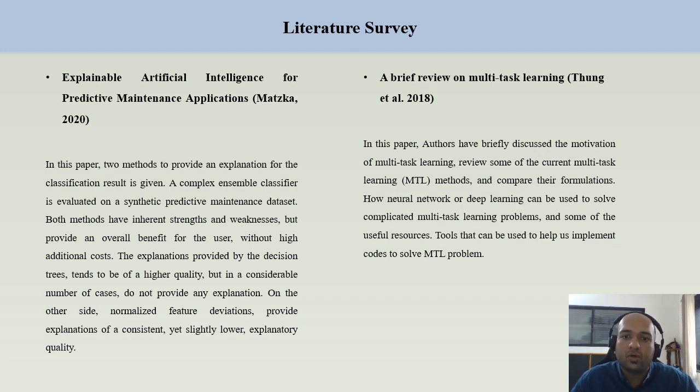Next is A Brief Review on Multitask Learning, published in 2018. In this paper, the authors briefly discuss the motivation of multitask learning, review some current multitask learning methods, and compare their formulations. They cover how neural networks or deep learning can be used to solve complicated multitask learning problems, and some useful resources and tools that can help us implement code for MTL problems.